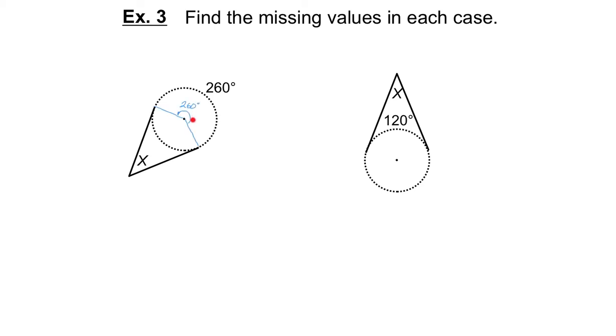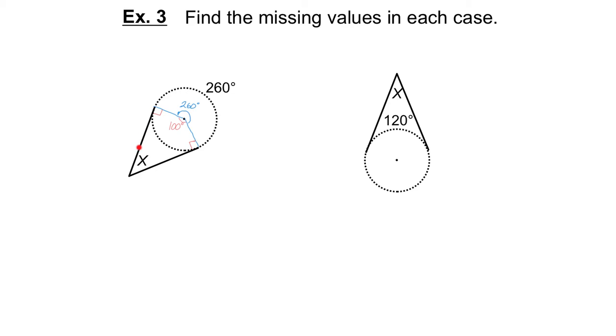So if this angle is 260 degrees, and all the way around a circle is 360 degrees, that means this angle in here must be 100 degrees. Okay, now here's a radius meeting a tangent at a point, so I know this angle is 90 degrees. Here's another radius meeting a tangent at a point, so this angle must be 90 degrees.